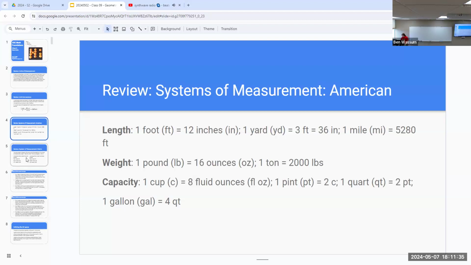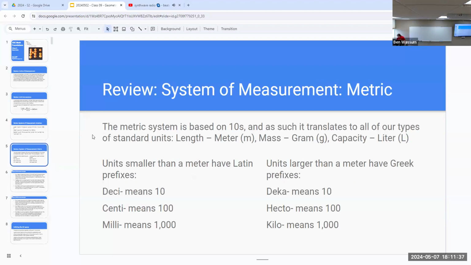Bye. We also had the metric system. Metric was a little different. Length was in meters, mass was in grams, and capacity was in liters. And then it had a system for units smaller than one.